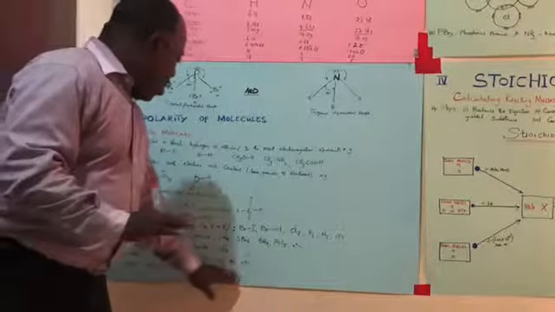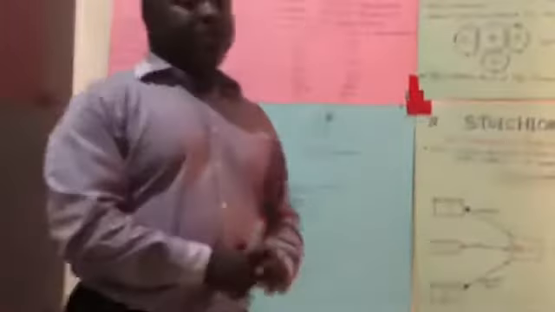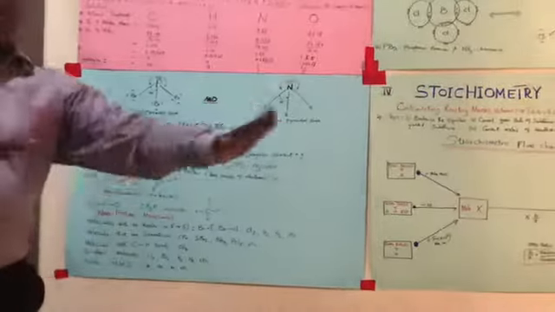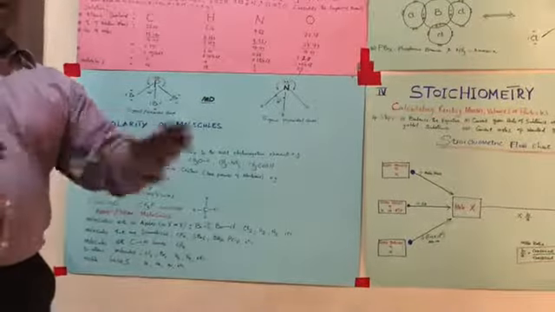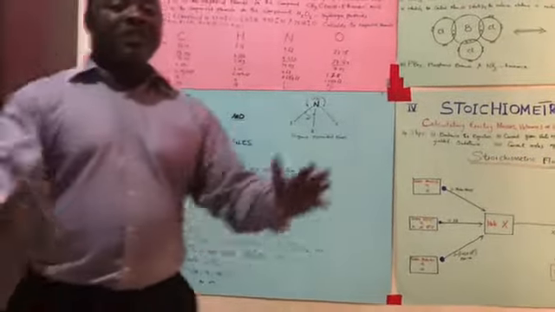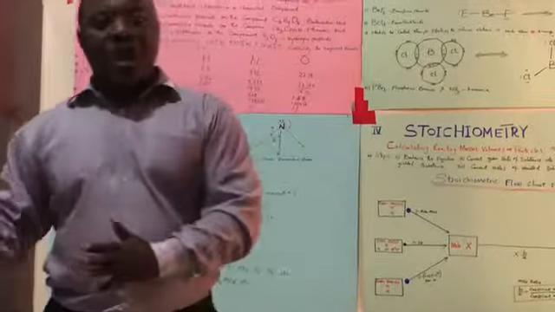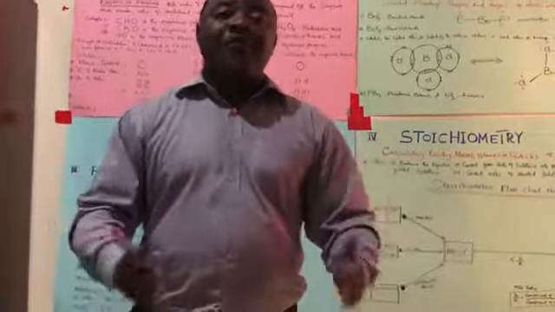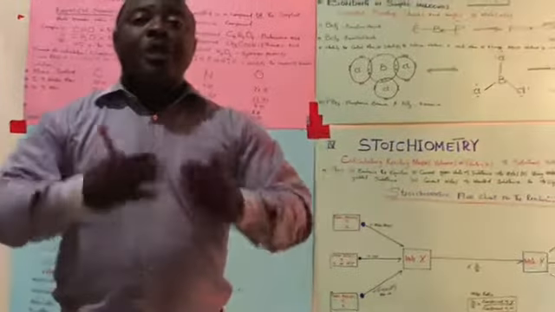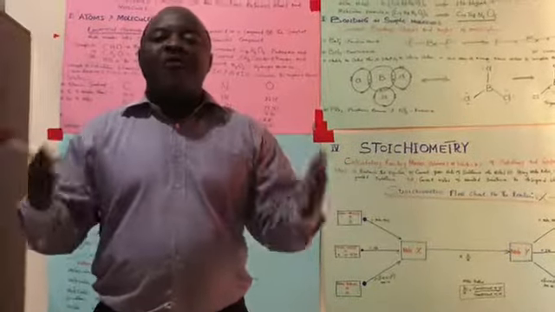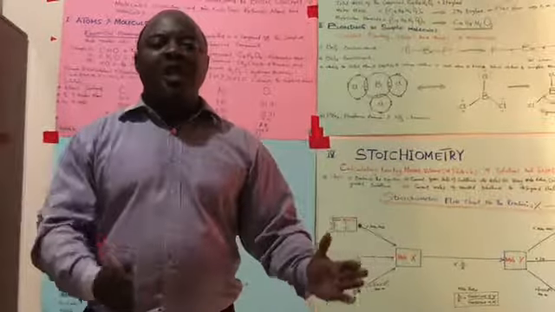This now goes to what we call stoichiometry. With this, the noble gases cannot react with each other, because every reactivity in any compound will lead to bond breaking and bond formation. Now, all noble gases have a full octet. They don't need any sharing of electrons. They don't need any electron to complete their shell. Therefore, reactivity in all noble gases is nil.